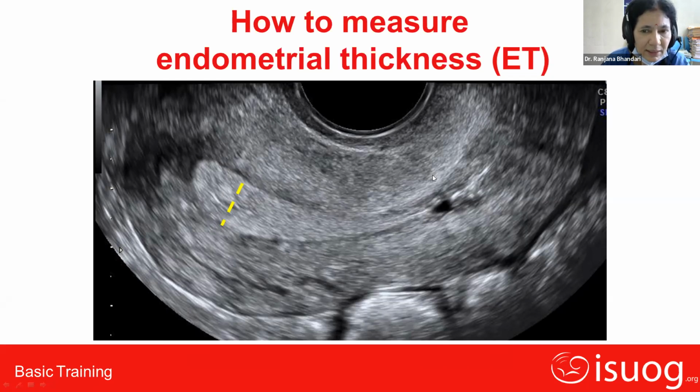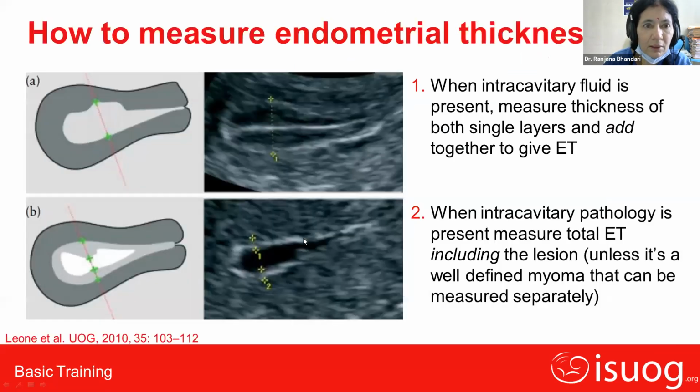First is mid-sagittal view. Second is widest part. Third is the plane has to be perpendicular to the sagittal view. The whole of the endometrium we have to visualize from fundus to the cervix, and the subendometrial halo should never be included in the endometrial thickness. Now, how to measure if there is some fluid?